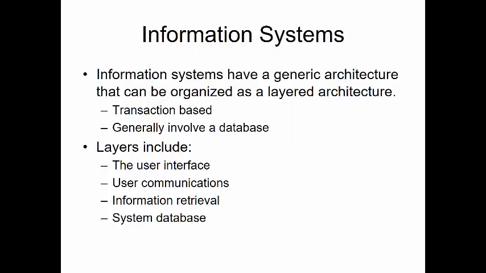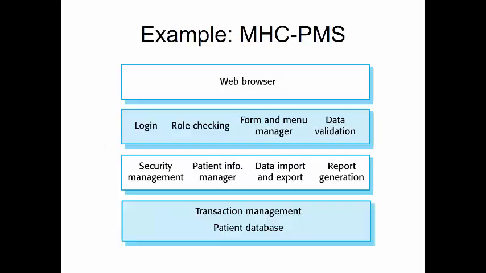Information systems also have a generic architecture that can be organized as a layered type of architecture. These are transaction-based and they usually involve a database. The layers typically include user interface, communications, information retrieval, and the back-end database.